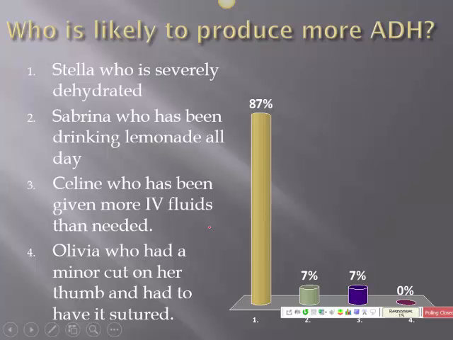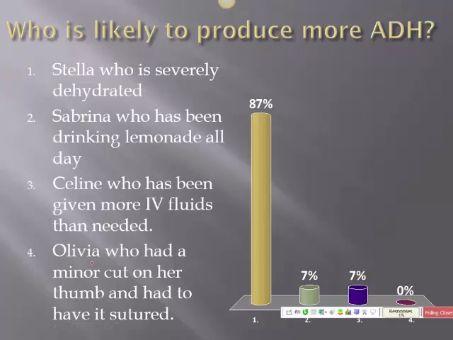Good job. Yes, Stella, who unfortunately is severely dehydrated. Then you want to conserve water, you want to produce ADH. Sabrina's been drinking lemonade all day, already a lot of fluid. She wants to get rid of that fluid, so no ADH. Celine was given more IV fluids, but someone didn't pay attention, so you've got to get rid of the excess IV fluids, right? And Olivia, hers is a normal situation, right?